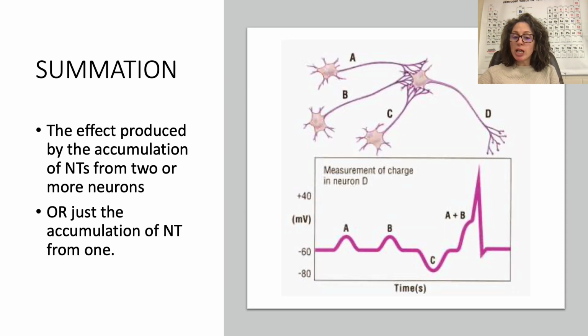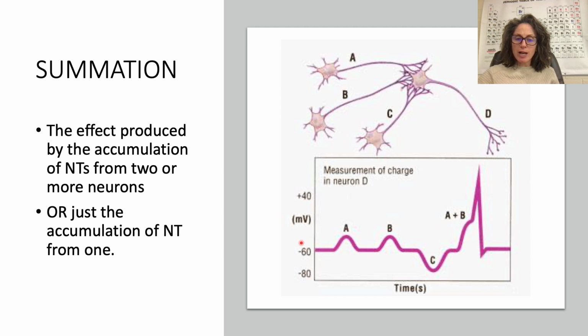So summation, as you can think of sum, is the addition of things happening. So this is the effect produced by the accumulation of neurotransmitters from one or more neurons. And we're going to look at a couple different examples. Or just the accumulation of neurotransmitters from one neuron. So looking here, again, now we have numbers. And these are actually numbers that you would see.